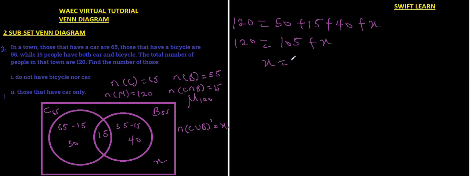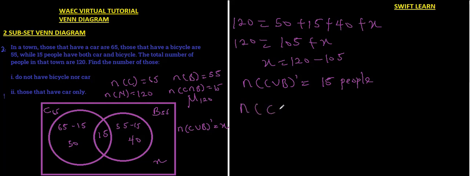So once I subtract, that means those that don't have car, they have neither car nor bicycle, are 15 people in that town. So number of those that have car only means car intersection bicycle prime. That's what we say, 65 minus 15, right? Which is what? 50 people. Those that have bicycle only are what? 40 people. You see how easy it is?